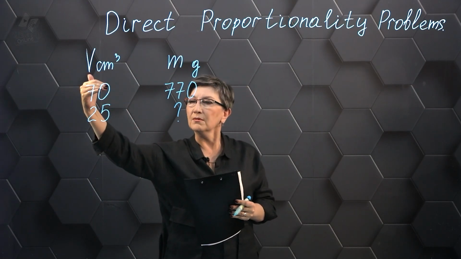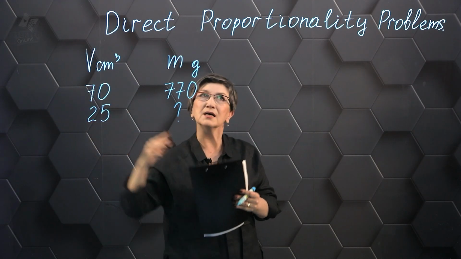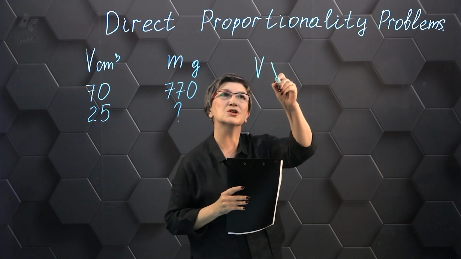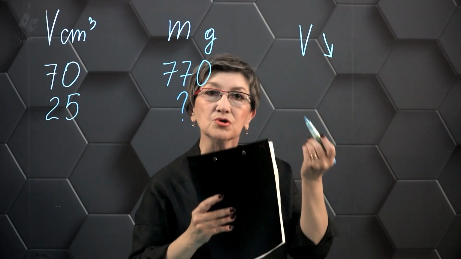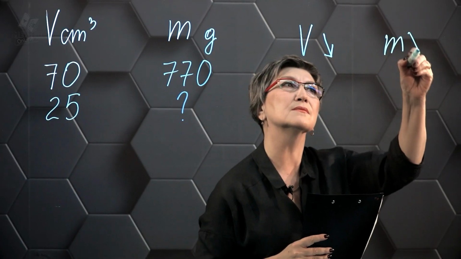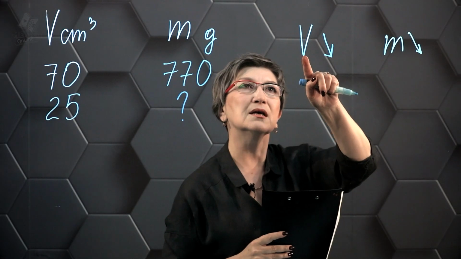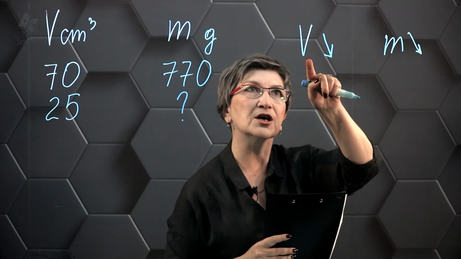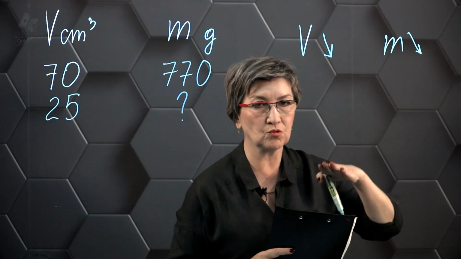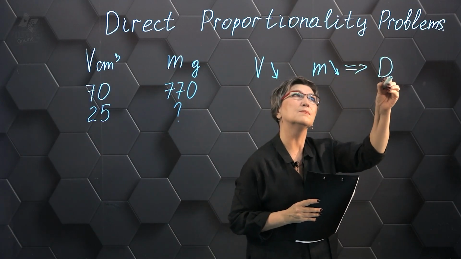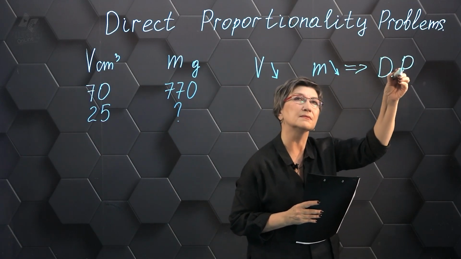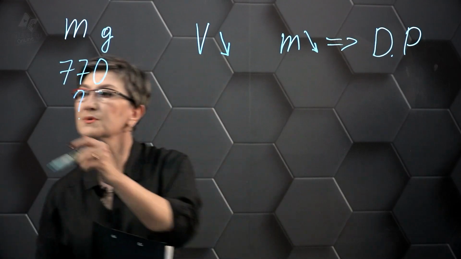The volume in our problem is decreasing. The volume is decreasing. What will happen to the mass? The mass will also decrease. If one quantity decreases and the other quantity decreases, then it's direct proportionality. Then we can make a proportion.